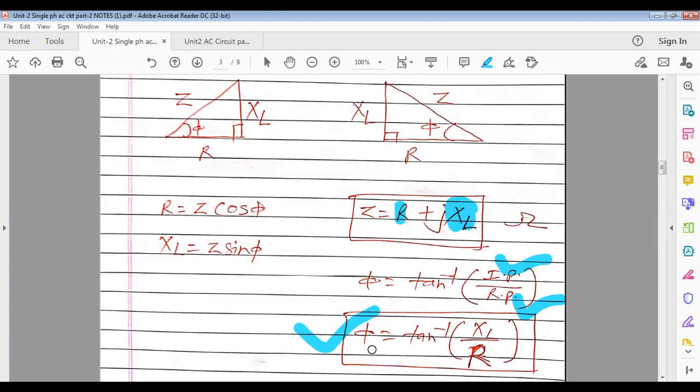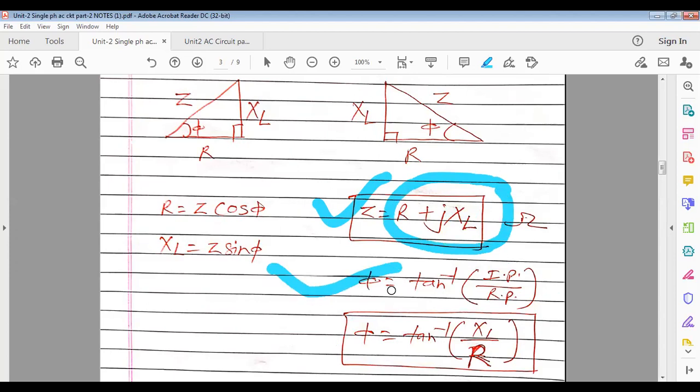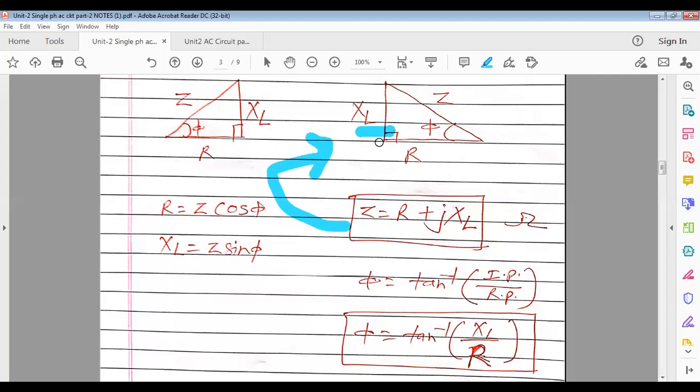Got it? Sometimes in an exam, impedance is given to you in rectangular form, then you use this formula to calculate phi, tan inverse of imaginary part upon real part. Sometimes they give impedance in polar form. Polar you can convert into rectangular, right? And then say tan inverse of imaginary part upon real part. Or whenever you convert this Z into polar, Z is equal to magnitude at some angle phi.